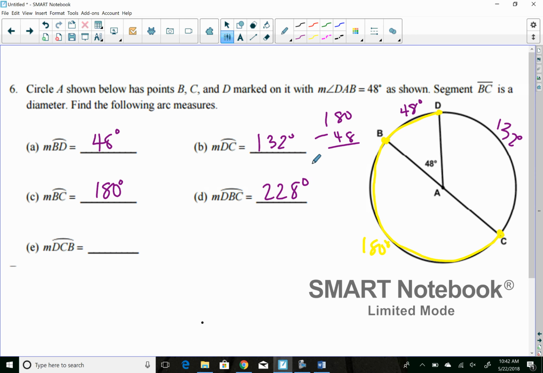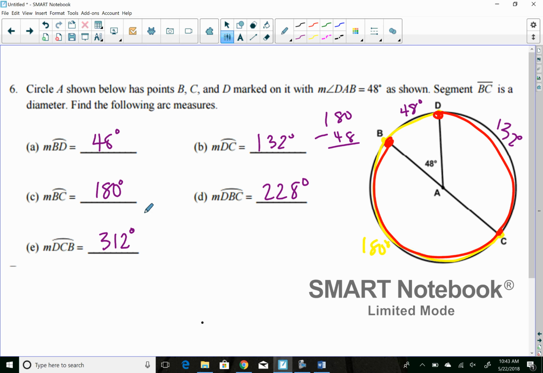Arc DCB is going to start at D, go through C, and then end at B. So that arc is going to be the 132 and the 180. So if I add 180 and 132, I get that arc. Now the other way of doing that one would be to subtract 48 from 360, because the whole circle's 360, and if you subtract the arc that we're not looking for, it would be 312. Either way, you wind up getting the same exact answer.